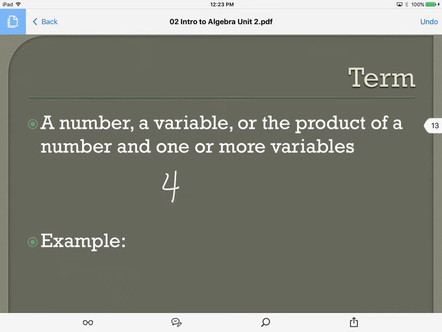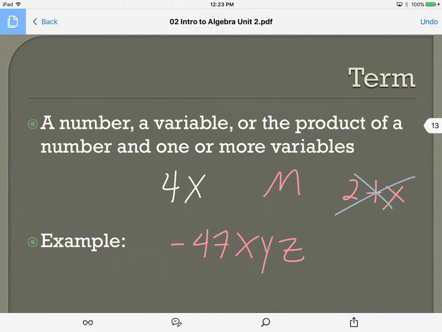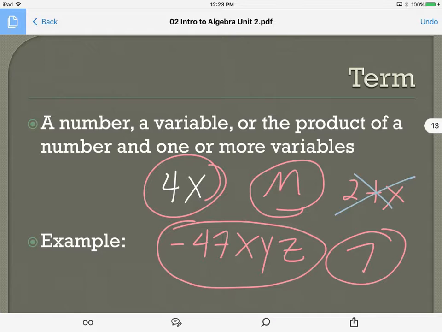I can have 4x, that's a term. M, that's a term. Negative 47xyz, that's a term. 2 plus x, yeah, not a term. Okay, notice it has to be multiplication. Oh, the number 7. Number 7, that's a term. So these are all examples of terms. Notice just multiplication between them, no addition, subtraction.